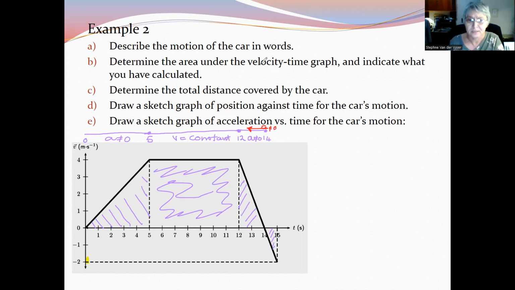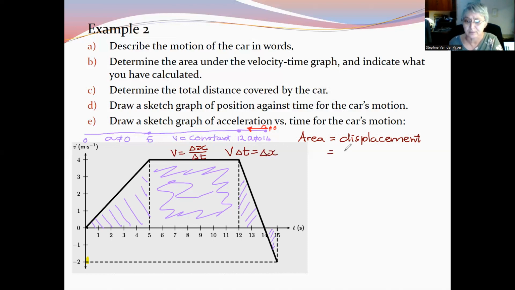Right. Let's tackle this question. So determine the area under the velocity time graph. The area under a velocity time graph will be velocity times time. So that will give us displacement. From the equation v equals delta x over delta t, if you multiply velocity by time, you will get displacement.